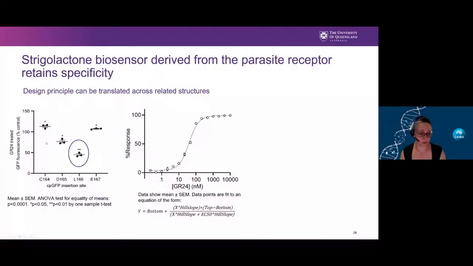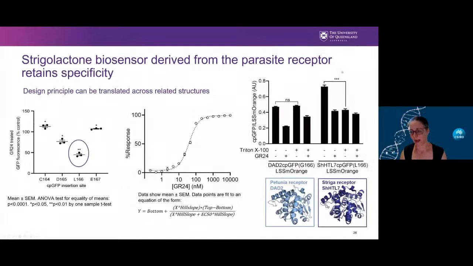This is loss of GFP activity here, so you can see this is the best one down here. And she got a nice sensitive response system, and the two different sensors did indeed differentiate between compounds that are known to behave as germination stimulants and ones that have different functions in hormone activity.